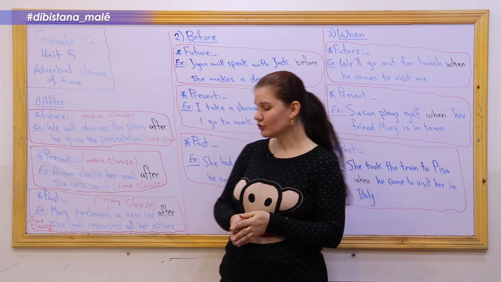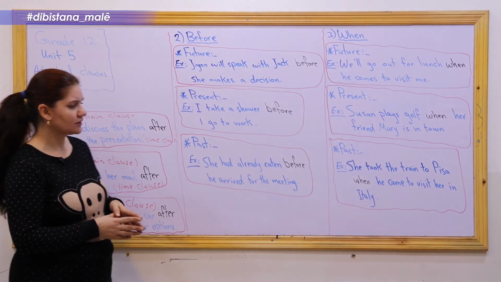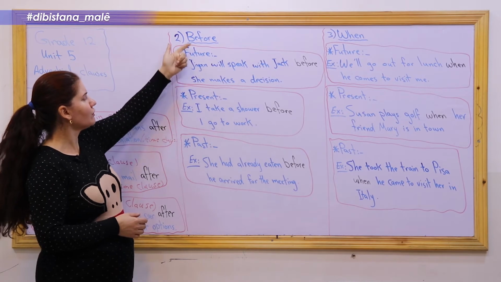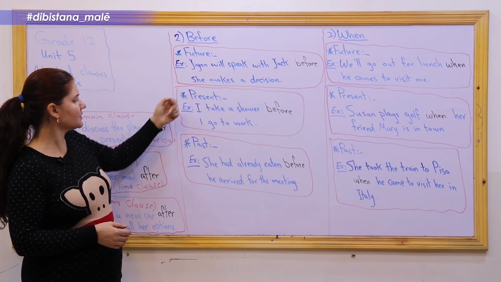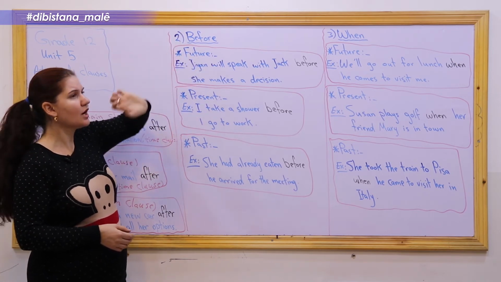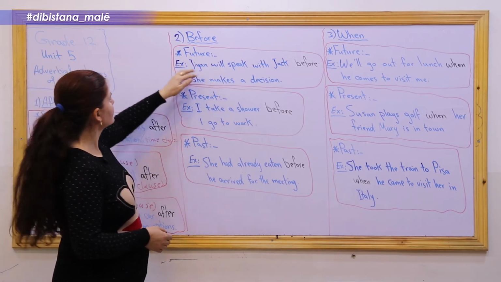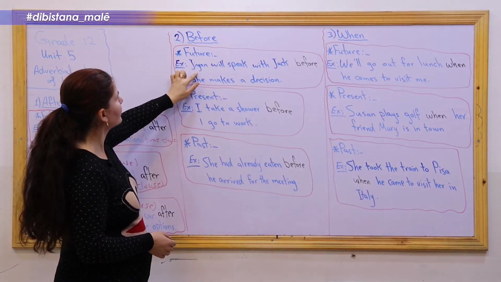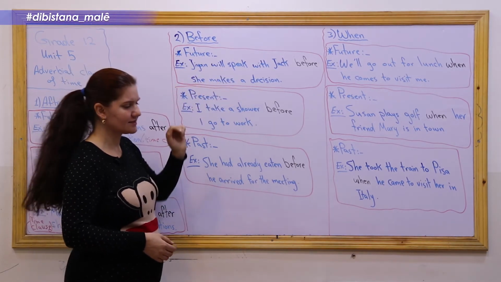Now, let me move to the second adverbial clause of time, which is before. Now, we use before again in three tenses: future, present, and past. How can we use before in the future? Let us see our example. The first one, when we use before in the future. Jeanne will speak with Jack before she makes a decision.